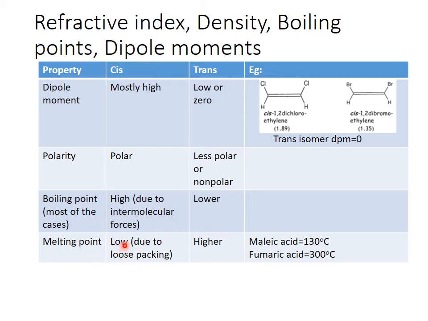And the melting point will be lower for cis because of loose packing, whereas for trans it will be higher. If you consider malic acid and fumaric acid, the melting point of malic acid is 130 degrees Celsius, whereas fumaric acid has a melting point of 300 degrees Celsius. So these are the simplest physical properties, or physical constants, that can be measured in order to determine whether the given compound is cis or trans.